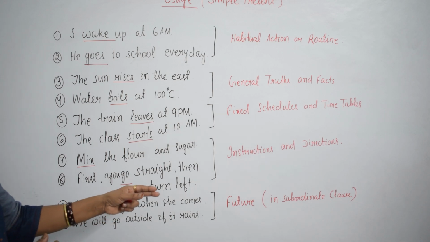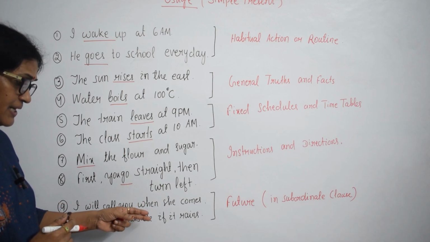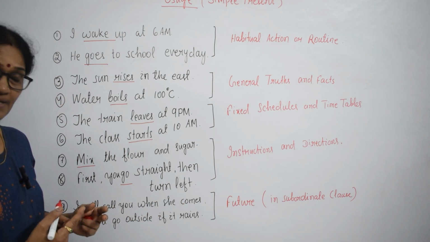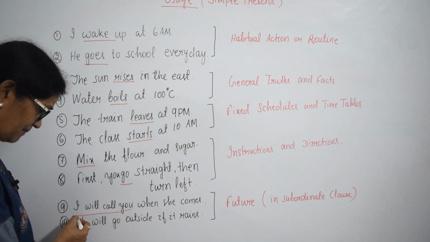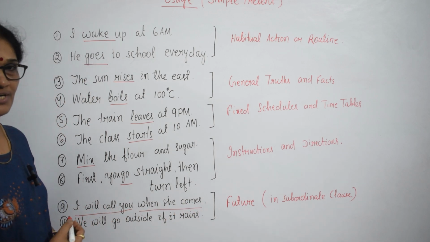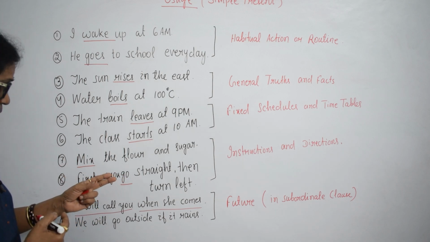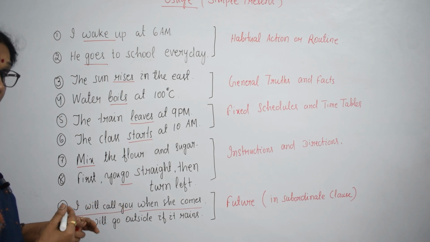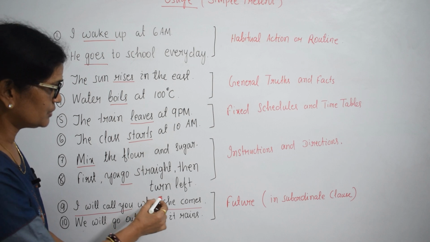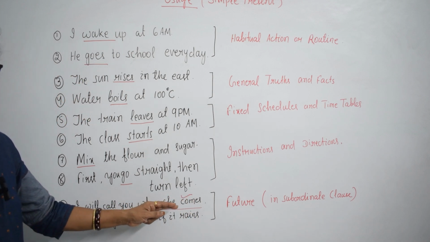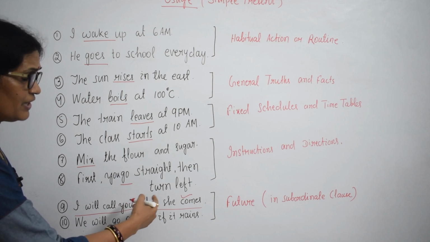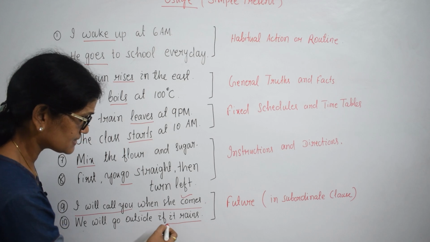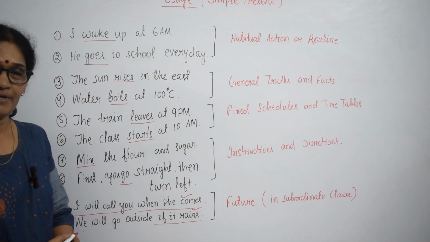I will call you when she comes. We'll go outside if it rains. These both sentences are complex sentences. In complex sentence, there is one part that is main clause, another part is subordinate clause, right? For future, we use these clauses. Okay, I will go to you. This will happen in future. Still, we use simple present in subordinate clause. Okay, I will call you when she comes. We will go outside if it rains. If it rains, subordinate clause, we use simple present.